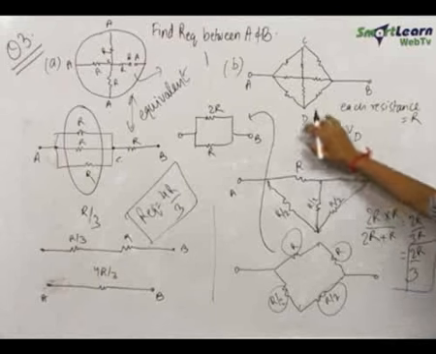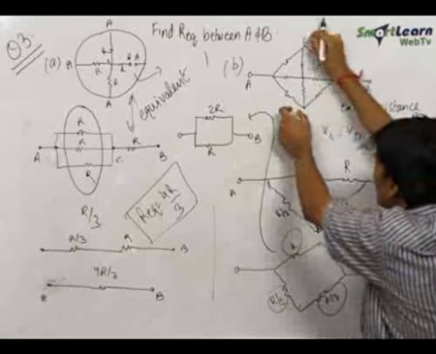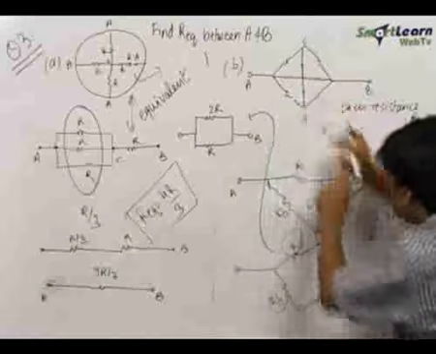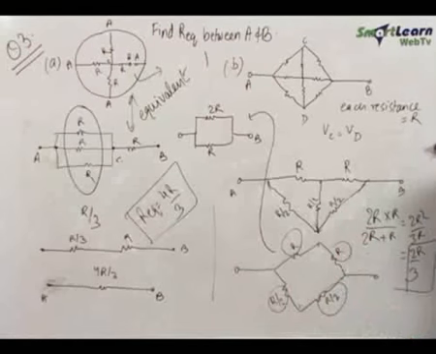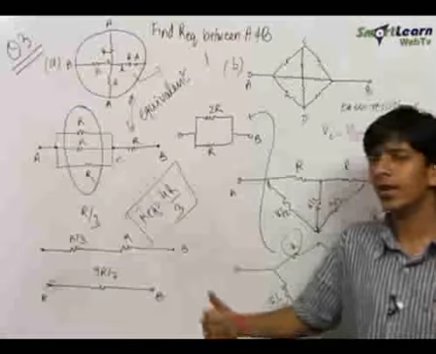We just used two tricks: if the potentials of two points are the same, we join those two points by folding the loop, and we use the concept of the Wheatstone bridge to find the final answer as 2R by 3 in the second case and 4R by 3 in the first case.